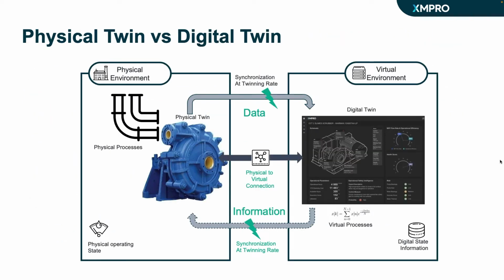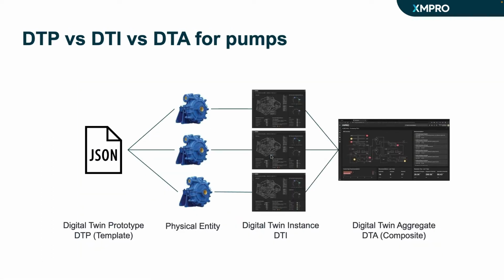To put that into a picture, we have the physical environment over here, the entity of sorts. It could be any type, and on this side we have the virtual representation, and there's data that is synchronized, and sometimes some of the information can go back. And we have the twinning rate, which is that synchronization, and there's this physical to virtual connection, which could go bidirectional or both ways. One of the key concepts of a digital twin is that it's a model-driven architecture.